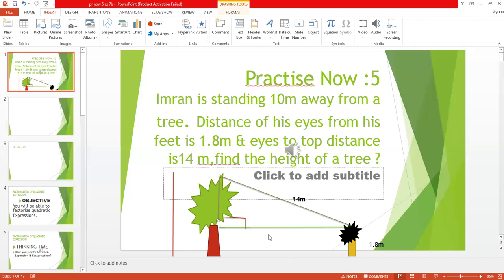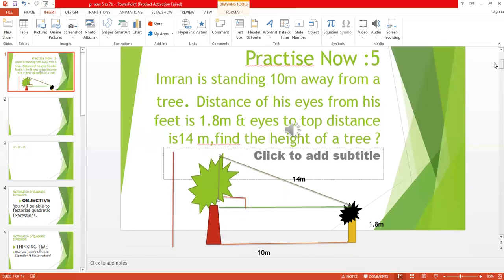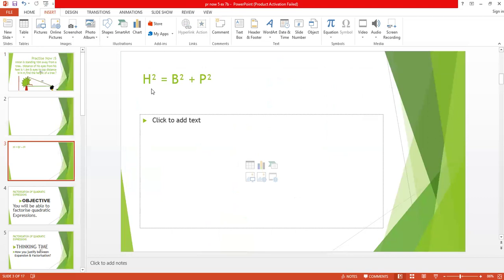So for this purpose, look here at the shape. As you know, the distance between the tree and him is 10 meters. So according to this shape, the base is 10 meters and the hypotenuse is 14. That portion is missing, and that one is the perpendicular. So I have to write the values here.